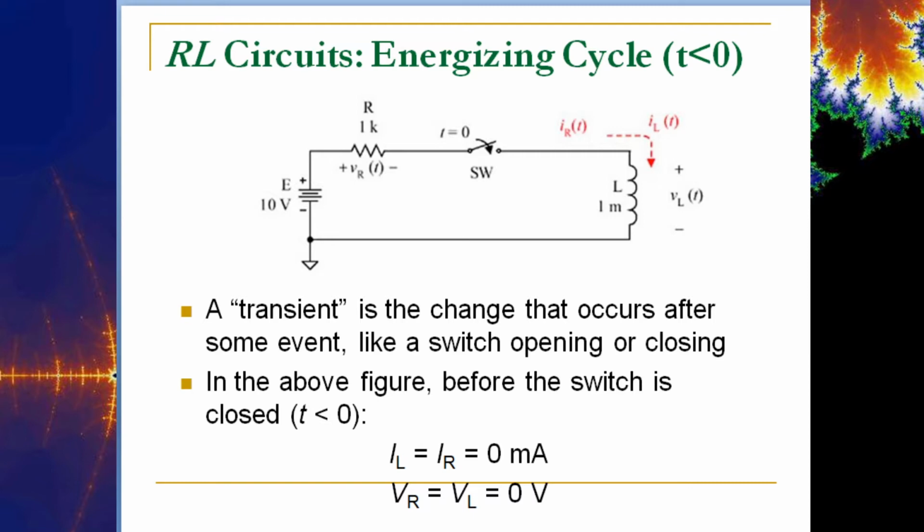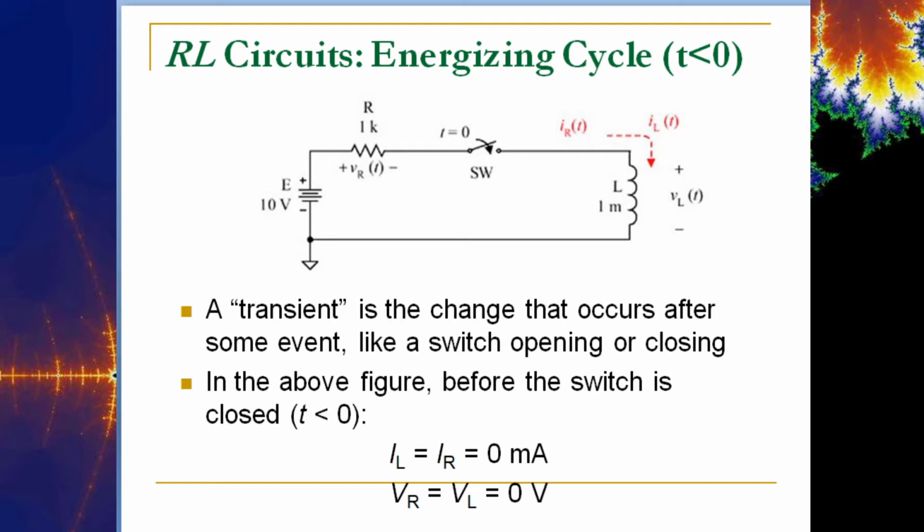So after 5 time constants, all the voltage is off of the inductor, it becomes a short, and all the voltage is on the resistor, and we're operating at maximum current. In other words, it looks just like if you were to take 10 volts divided by 1k. So there's a 10 milliamp current running through this circuit at steady state, because the inductor will essentially look like a short.